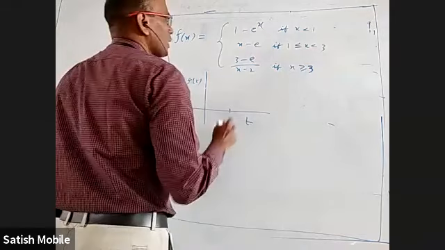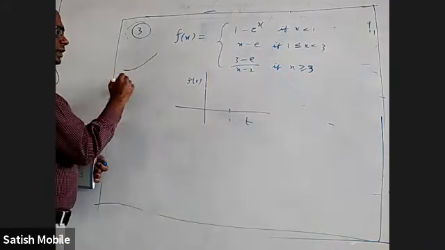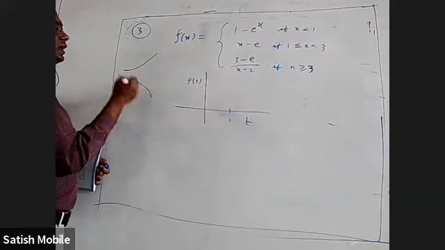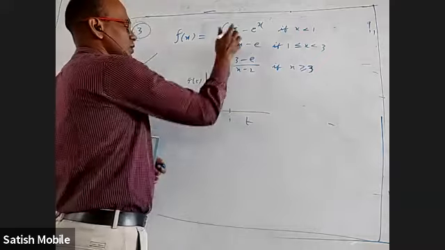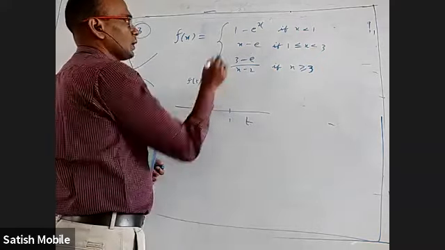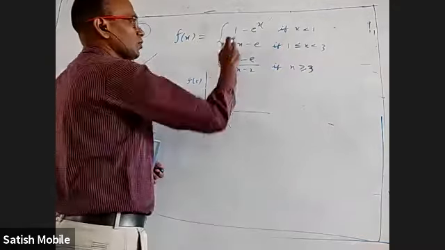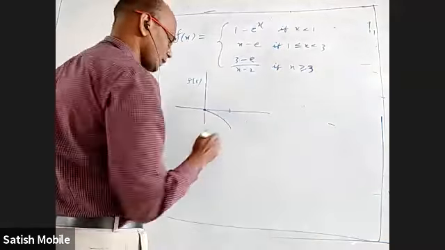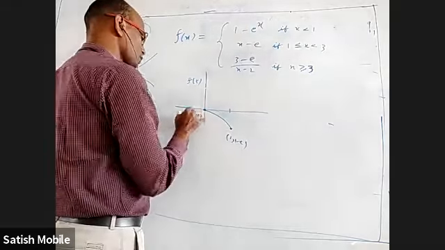Up to 1, I should draw 1 minus e power x. So e power x is like this, minus e power x is like this, and add 1. So it is some decreasing function. In fact, at 0 it is 0. At 1 it is negative, its value is 1 minus e. This point is 1 comma 1 minus e. This is 0 comma 0.